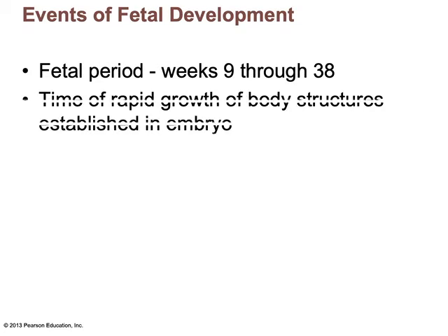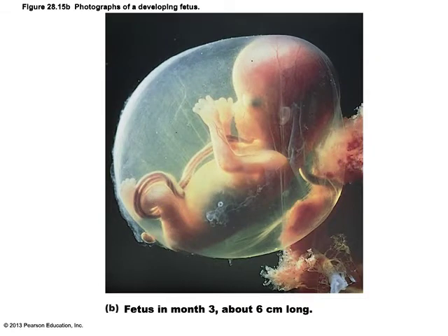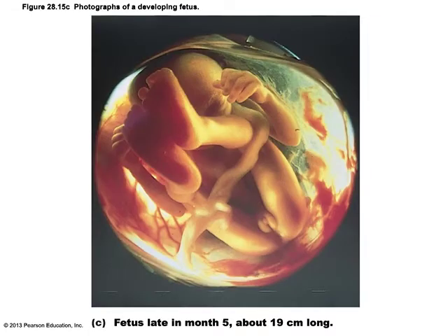The fetal period is weeks 9 through 38, where we see rapid growth of body structures in the embryo. You can see the embryo here at week 7, about 17 millimeters long, okay? You can see the placenta, and you can see the yolk sac, okay? You can see the fetus at the 3rd month, okay? It's just the end of the first trimester, okay? About 6 centimeters long. Here we are in the 5th month, about 19 centimeters long, okay?